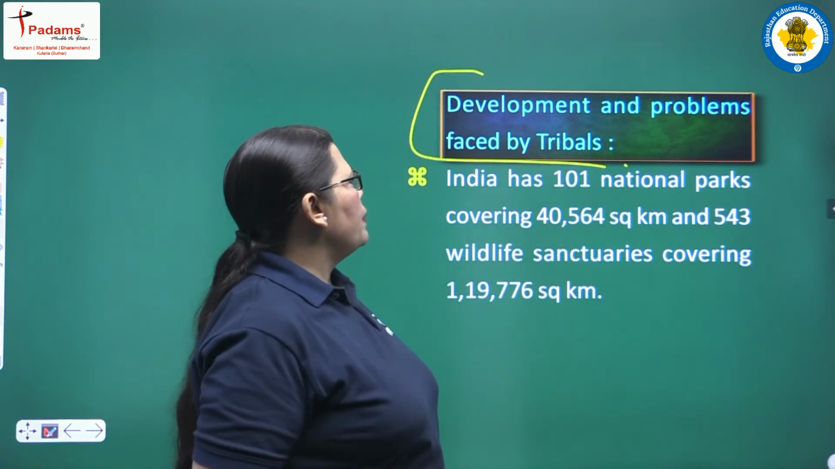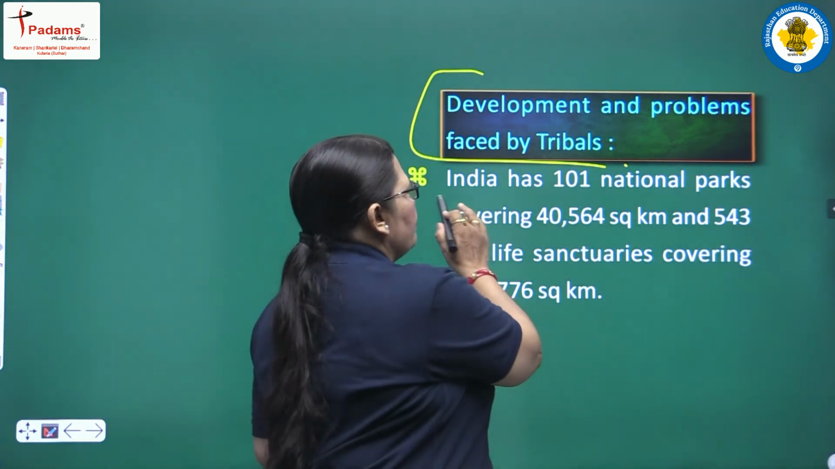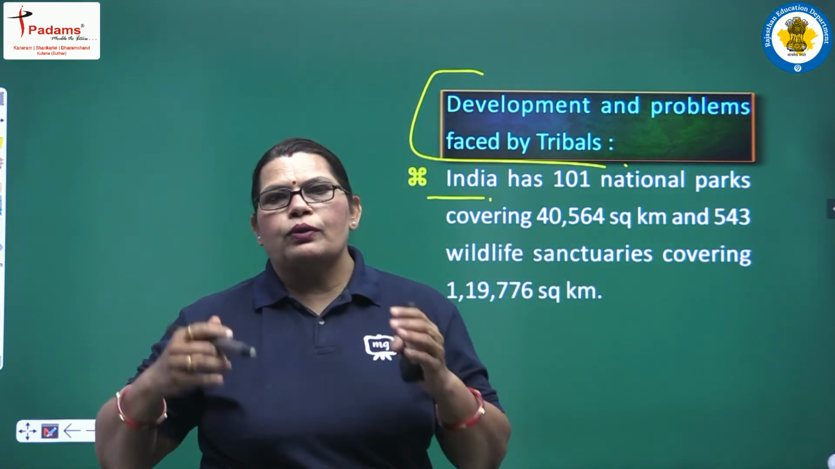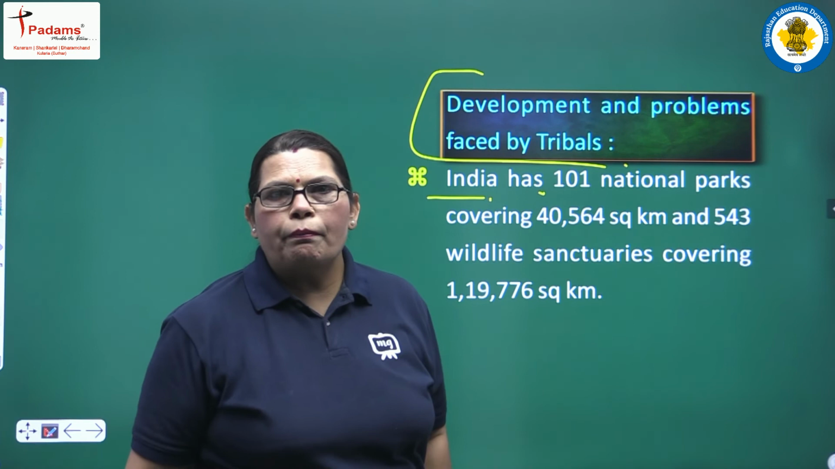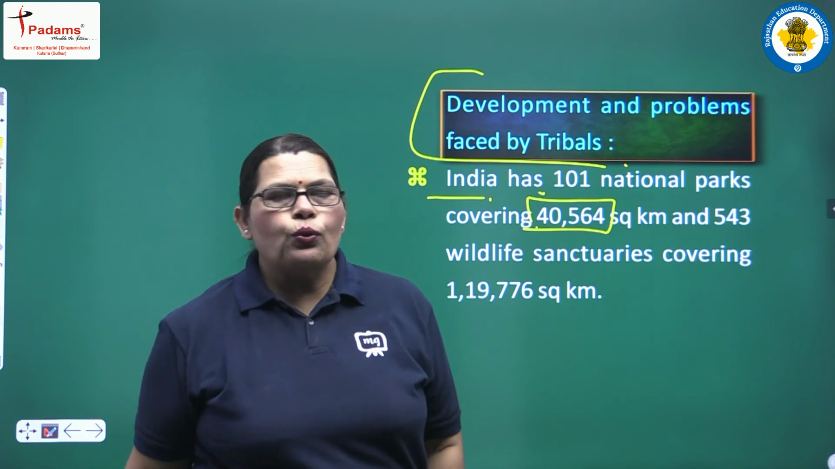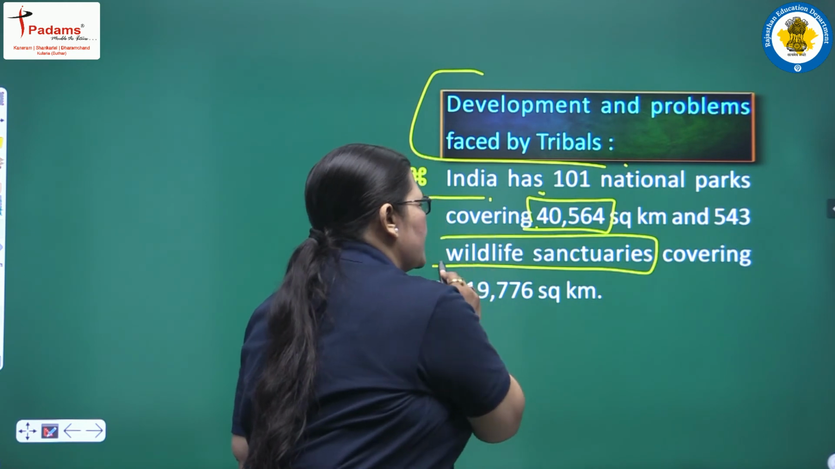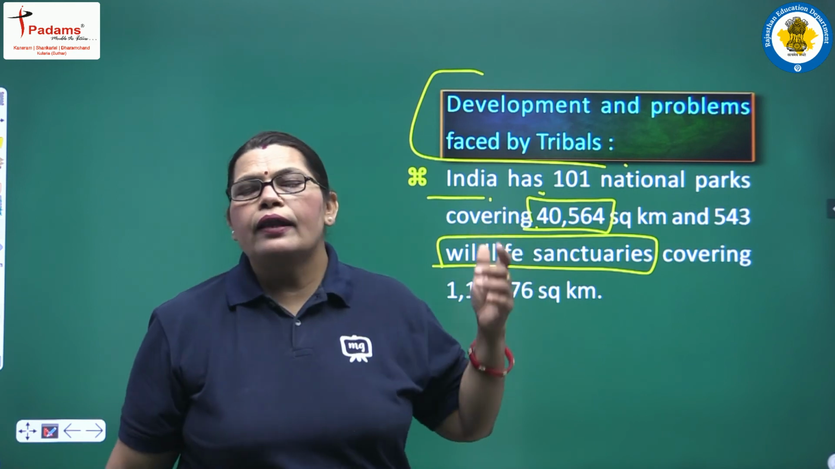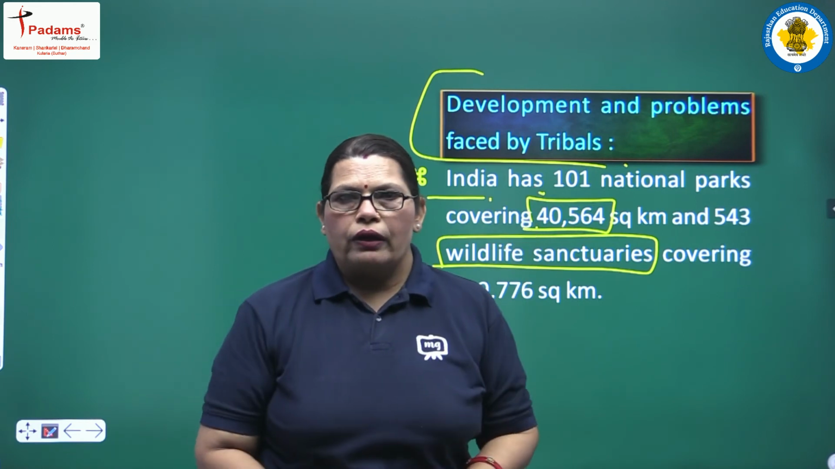Again, development and problems faced by the tribals. One more special thing is also here. Literally, when we are considering developments, the conservation of the forest and the conservation of animals also, India has 101 national parks covering 40,564 square kilometers and 543 wildlife sanctuaries that cover 1,19,776 square kilometers. So all of these lands are not of the government.